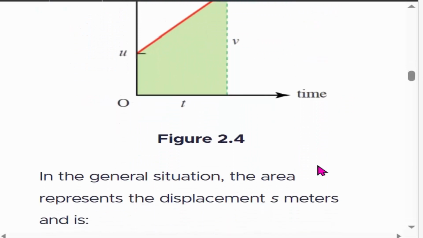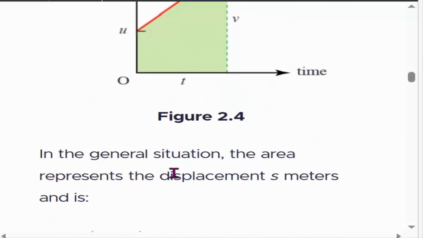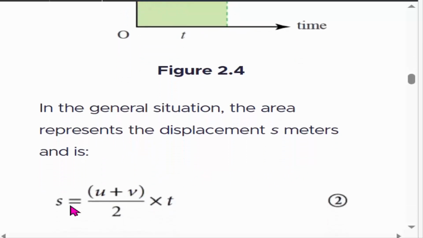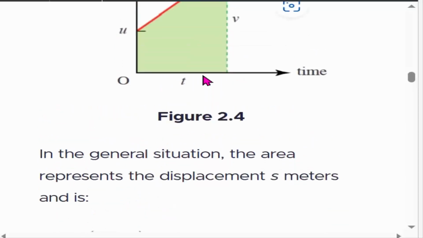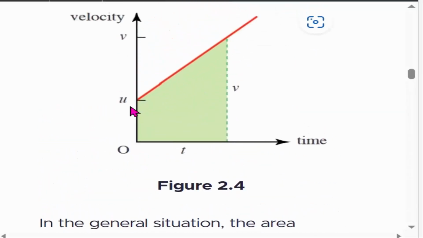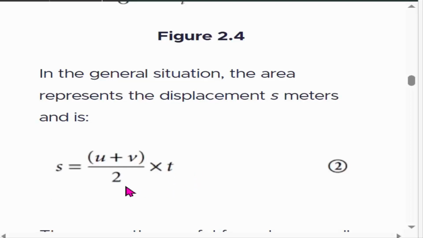In the general situation, the area represents the displacement s meters. So let's write the general equation: s equals u plus v times t divided by 2. That's the area of the trapezium. Again, u plus v times t divided by 2 is the area of this trapezium, so u plus v divided by 2 times t.